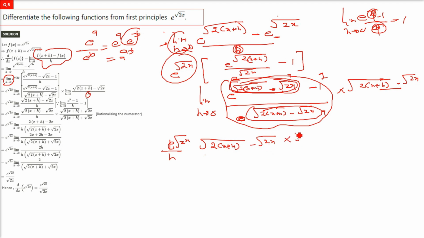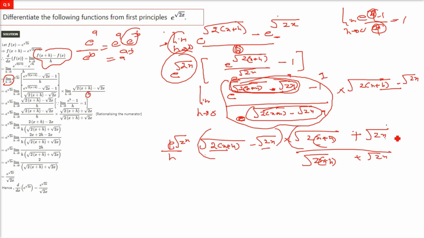Now this term is a simple term to rationalize. So the same term with a positive sign in between, just multiply numerator and denominator by under root 2(x plus h) plus under root 2x. Alright. And you know that a minus b times a plus b, when you multiply them, you get a square minus b square.